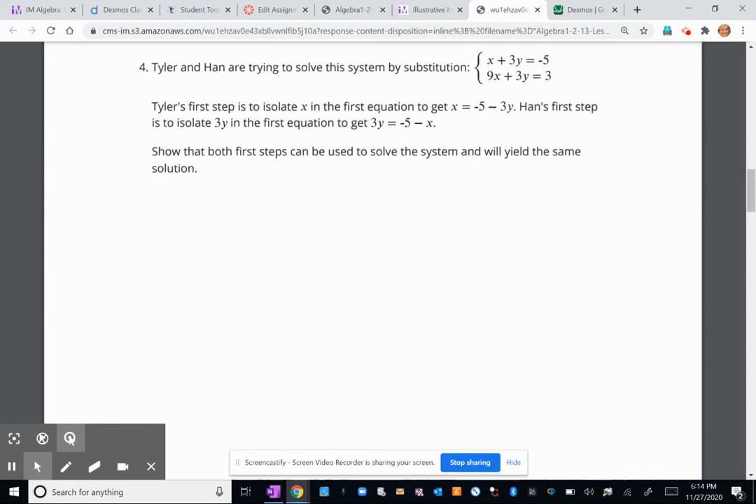It says Tyler and Han are trying to solve this system by substitution. Tyler's first step is to isolate x in the first equation, and he gets x equals negative 5 minus 3y. Hans's first step is to isolate 3y in the first equation, and he gets 3y equals negative 5 minus x. Solve both or show that both first steps can be used to solve the system and will yield the same solution. So I think I'll label this as Tyler's method.